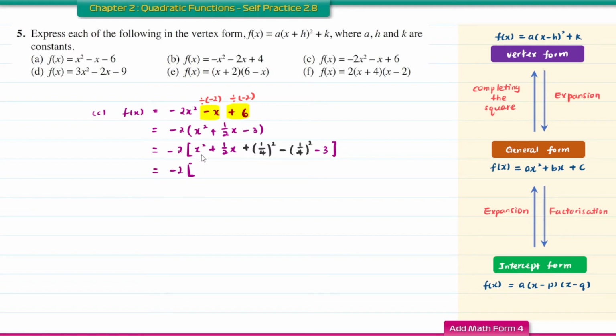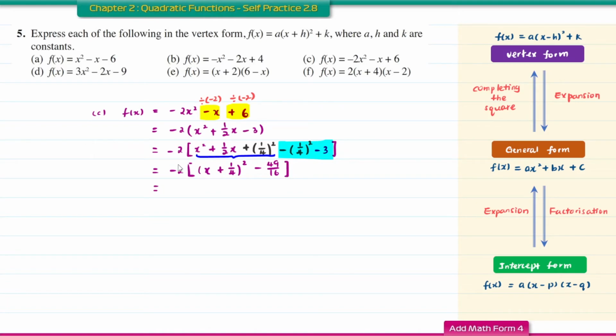So next, for this part here, we're going to do the factorizations. So here you're going to get x plus 1 over 4 square. So this part will give you the answer of negative 49 over 16.